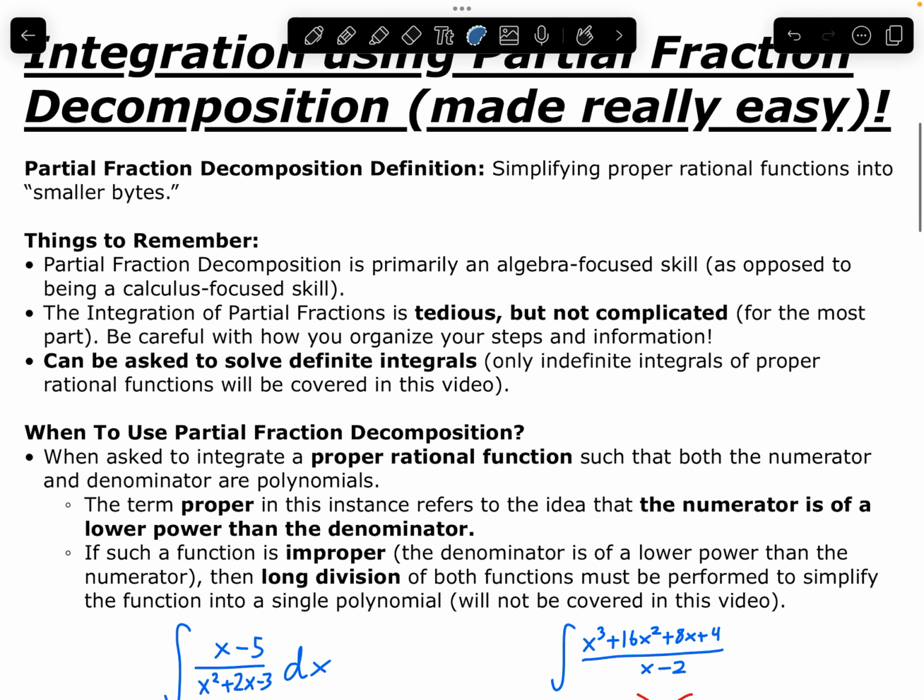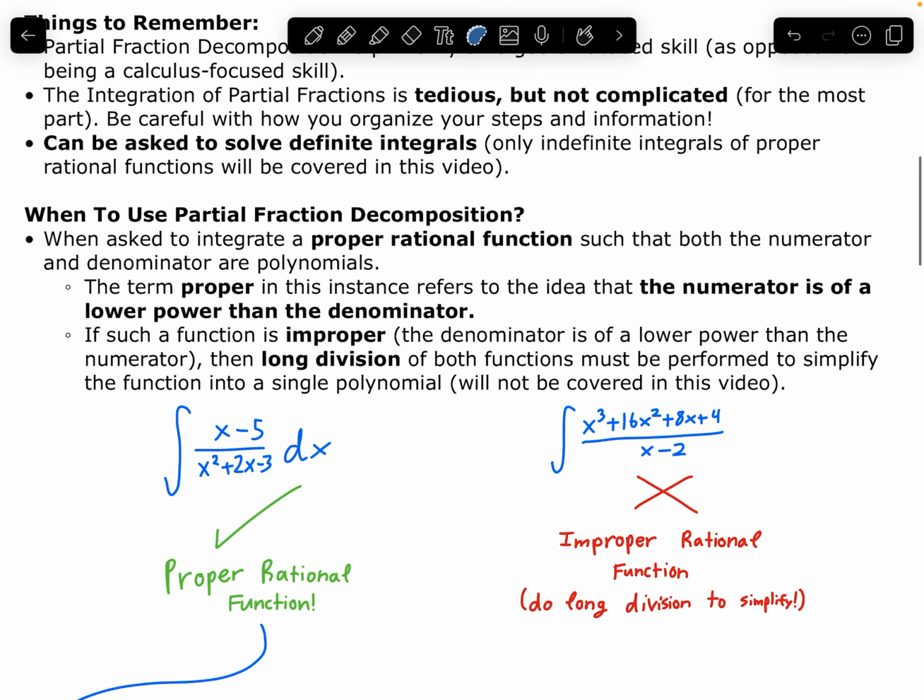Here I'm going to go a bit into some things to remember when doing partial fraction decomposition. Firstly, partial fraction decomposition is primarily an algebra-focused skill as opposed to a calculus-focused skill. Obviously, there's the part where you do have to integrate the problem. There is the integral side of it. But when you're decomposing a proper rational function, you are effectively using a lot of algebra to simplify that function and break it apart.